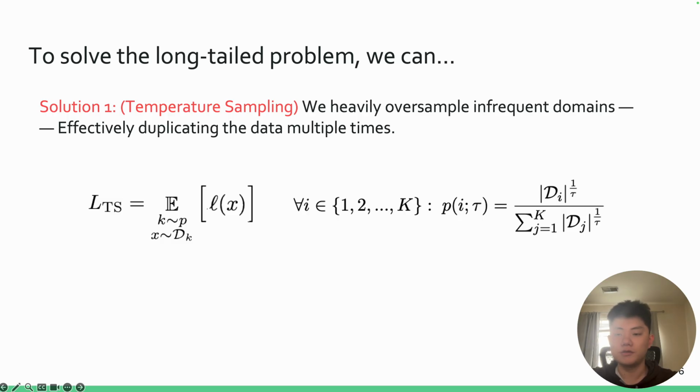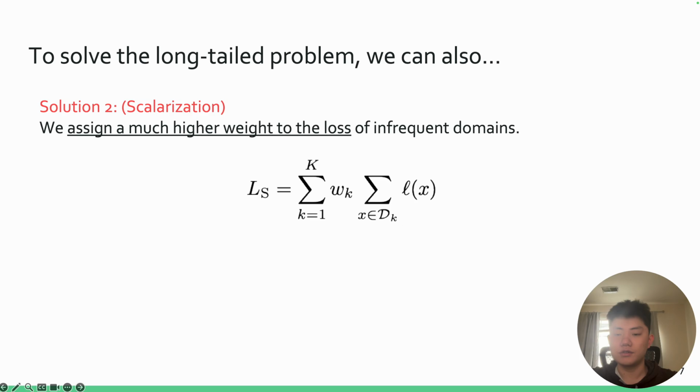Here is the mathematical notation of temperature sampling. It simply powers up the domain sizes by 1 over the sampling temperature to form domain weights. As we increase the sampling temperature, we are effectively making the distribution more smooth. Here is the sampling temperature tau. Another solution is scalarization. This is to assign a weight to every domain, and we can assign a much higher weight to the loss of infrequent domains to overcome the long-tailed problems. Here is the weight w_k that is assigned to each domain d.